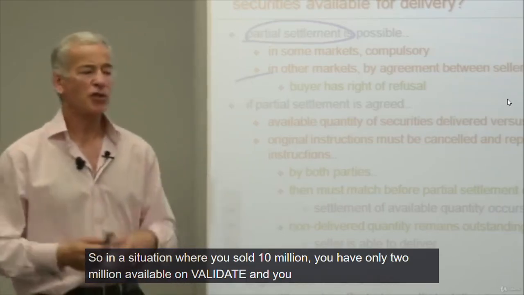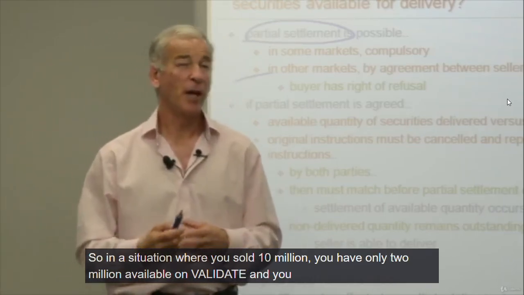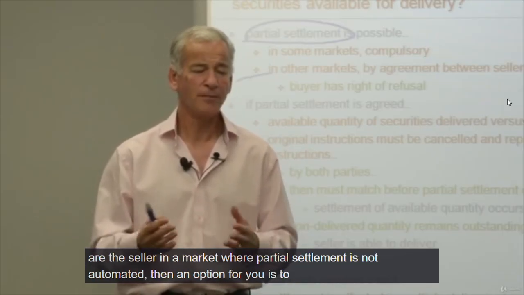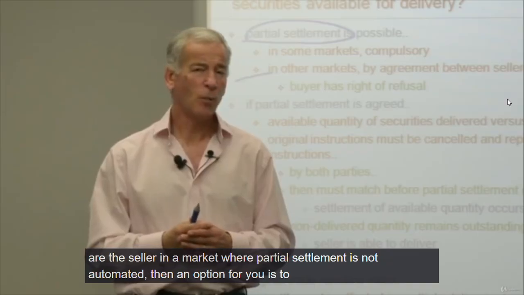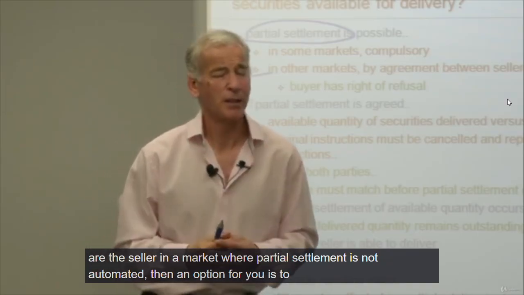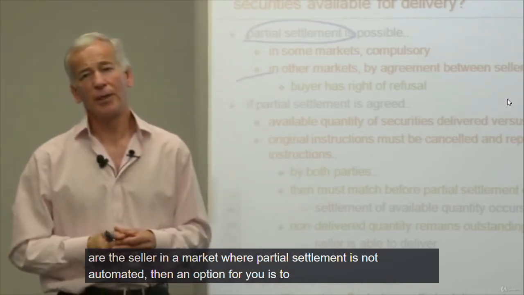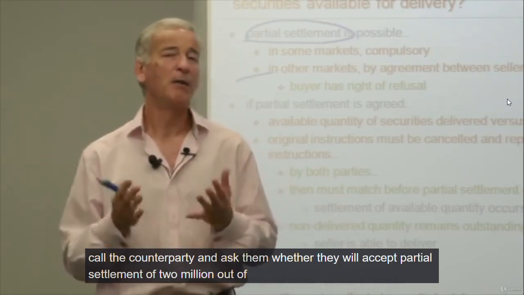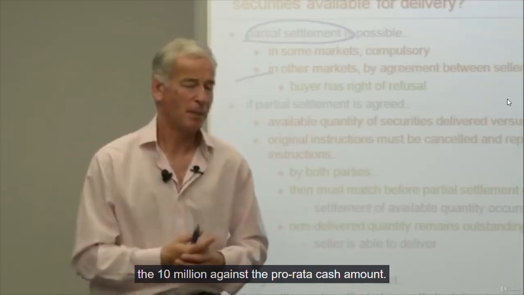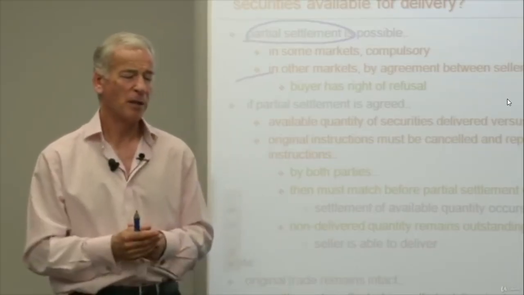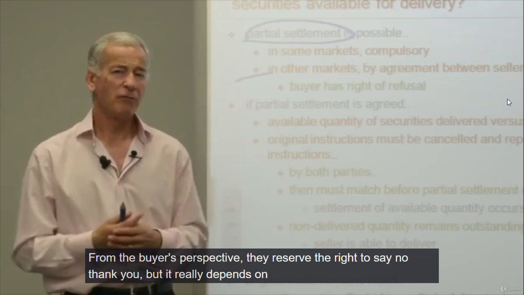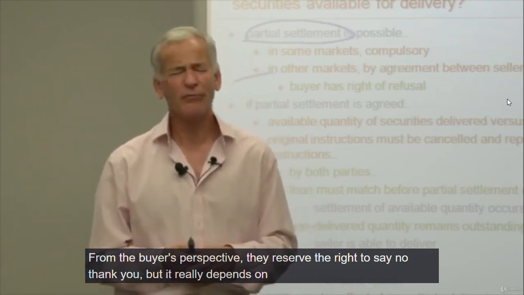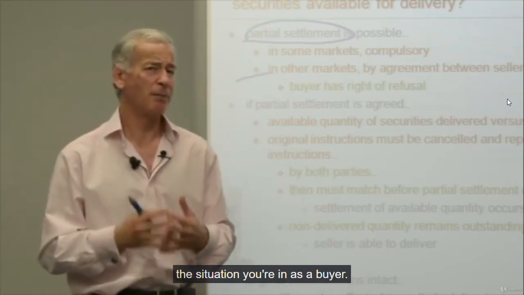So in a situation where you've sold 10 million, you have only 2 million available on value date, and you are the seller. In a market where partial settlement is not automated, then an option for you is to call the counterparty and ask them whether they will accept partial settlement of 2 million out of the 10 million against the pro rata cash amount. From the buyer's perspective, they reserve the right to say, no thank you. But it really depends on the situation you're in as a buyer.